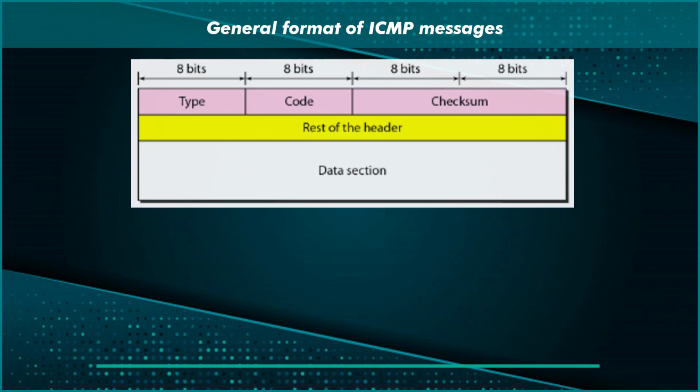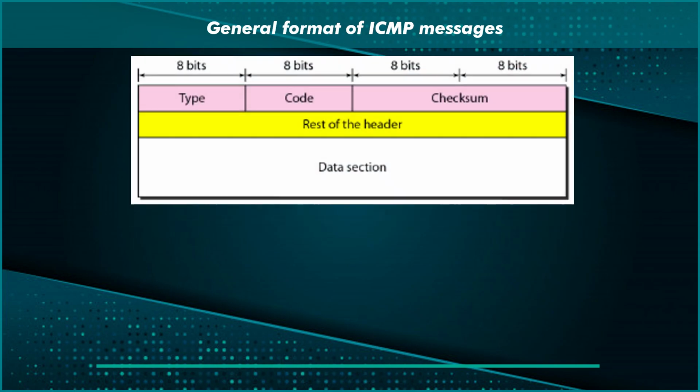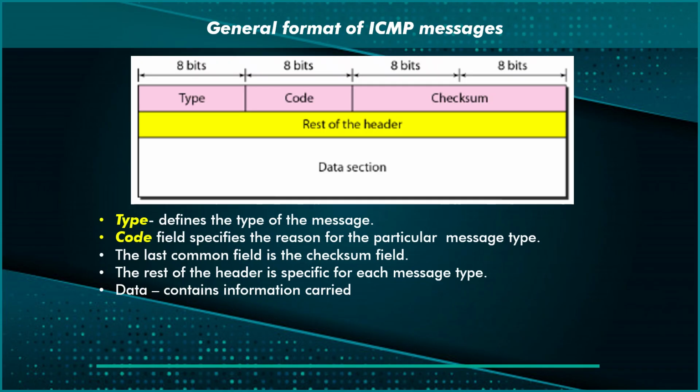An ICMP message has an 8-byte header and a variable size data section. Although the general format of the header is different for each message type, the first 4 bytes are common to all. In this figure we can see the first field, the ICMP type field, which defines the type of message. The second field, the code field, specifies the reason for a particular message type. The last common field is the checksum field. The rest of the header is specific for each message type.